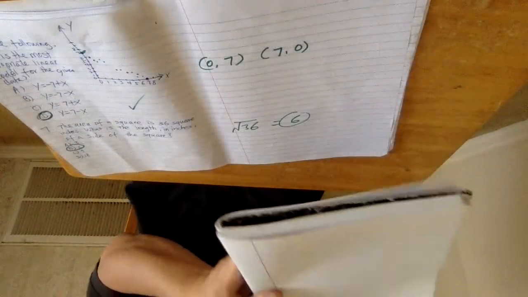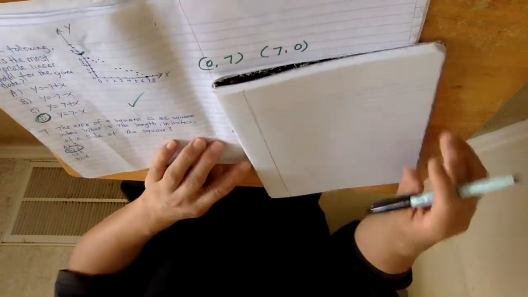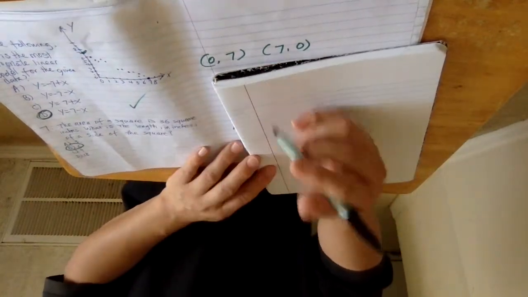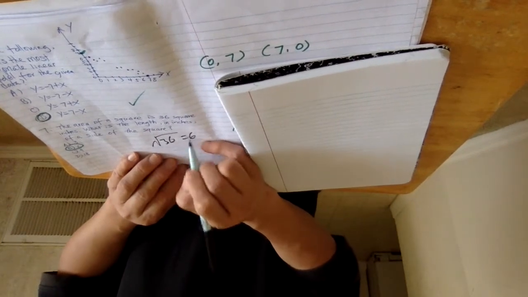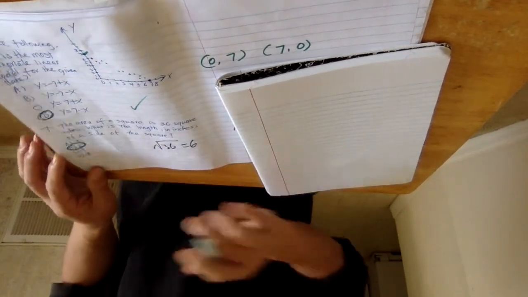Number 7: the area of a square is 36 square inches. What's the length in inches of the side of the square? The square root of 36 is going to be 6. So the answer is going to be B, 6.